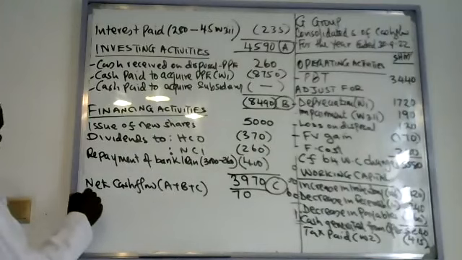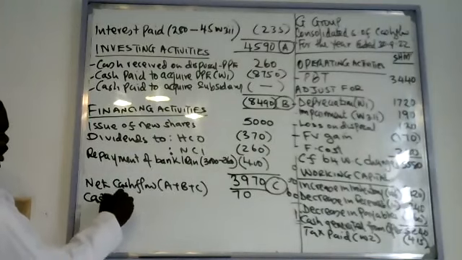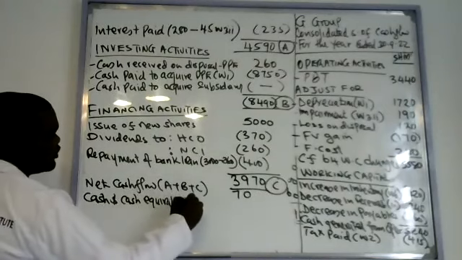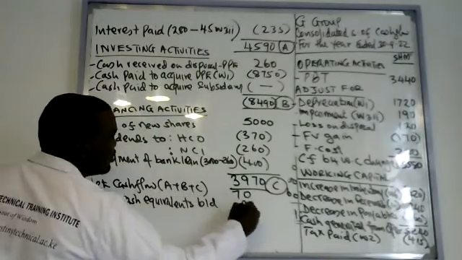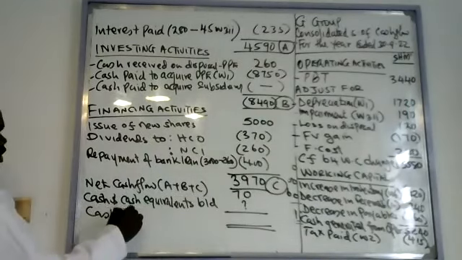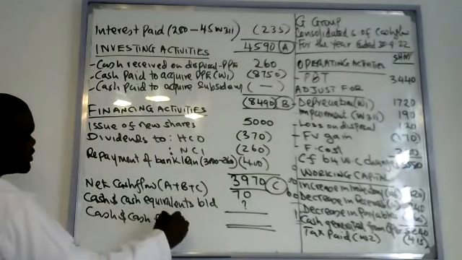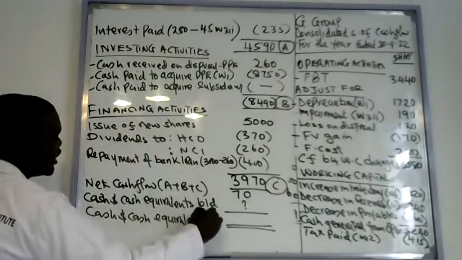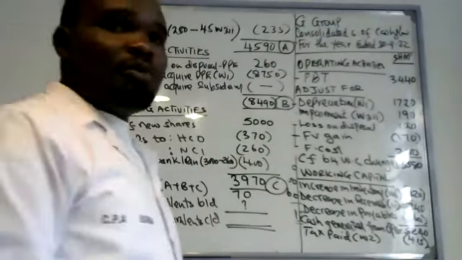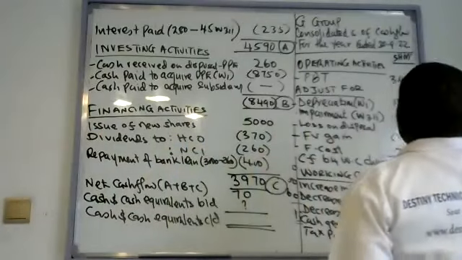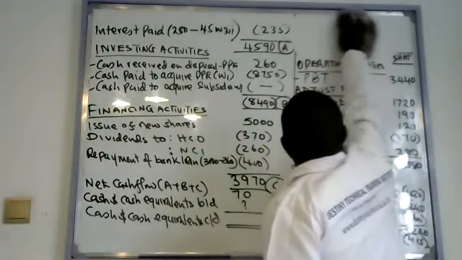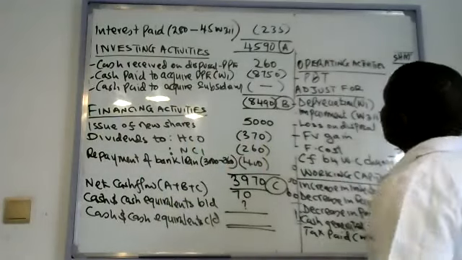Then you come here and tell us cash and cash equivalents. Cash and cash equivalents brought down. Then when you add, you will get cash and cash equivalents carried down like that. So that is the reconciliation point.